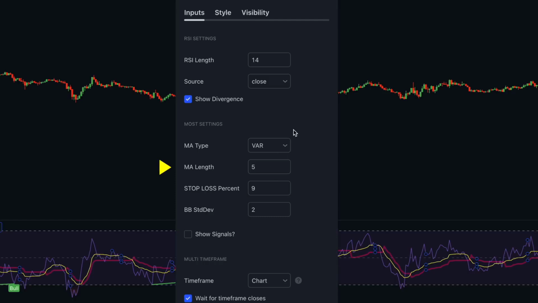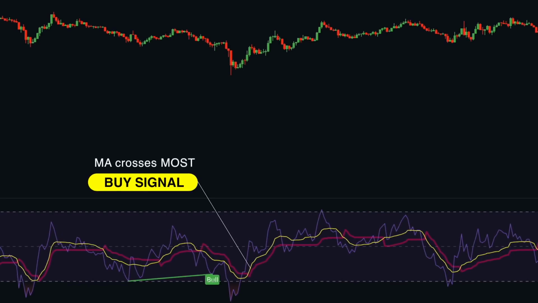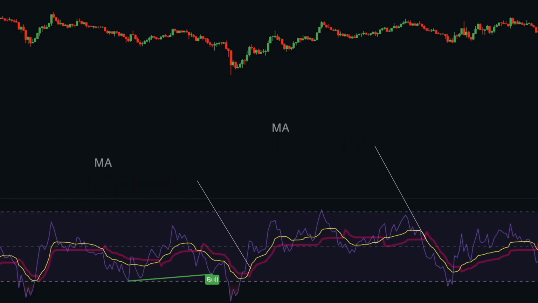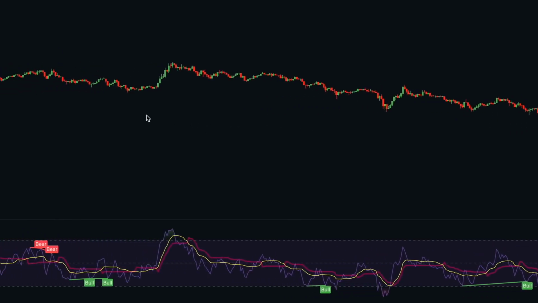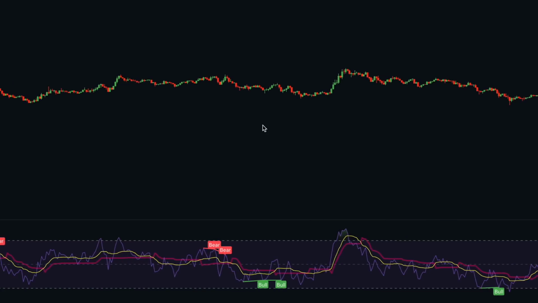A buy signal is generated when the moving average line crosses above the most line. A sell signal is present when the moving average line crosses below the most line. The Most on RSI indicator is advised to use in the sideways market. However, the tool can also be useful in trending conditions. Using it as a first confirmation indicator is a good idea.